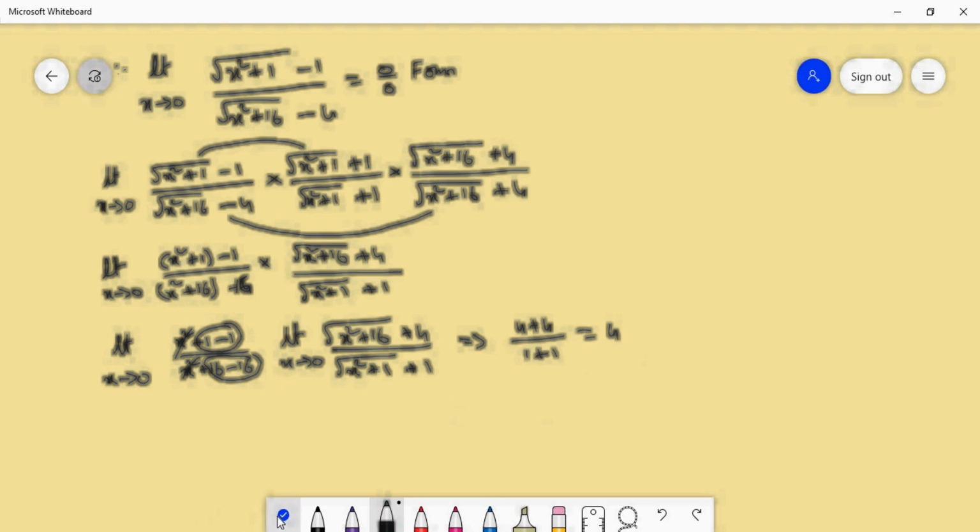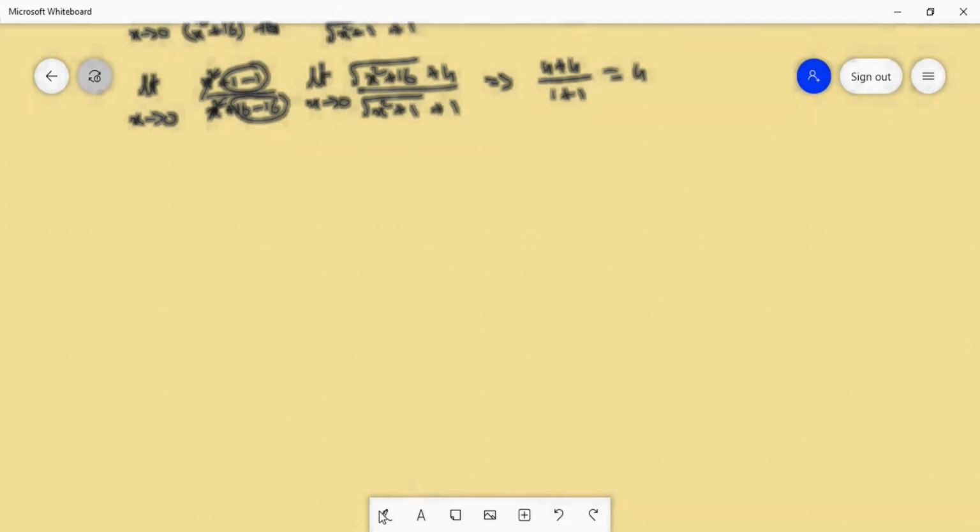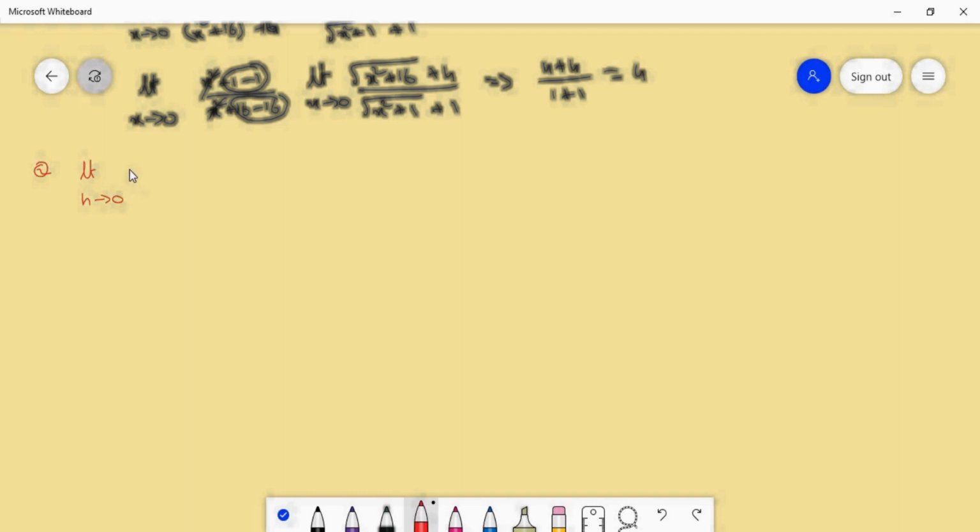I'll take one more problem. You do it yourself, just try it once. If you get it, very good. Otherwise, I'll teach you later. Limit x tends to 0, root over x plus 8 minus root x, divided by 8. Here, do one thing: just one rationalization. The answer is 1 by 2 root x. Just try it once. Right? Next one.